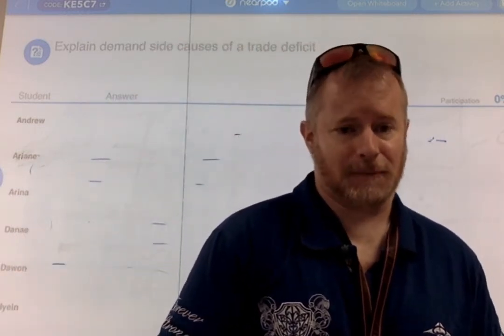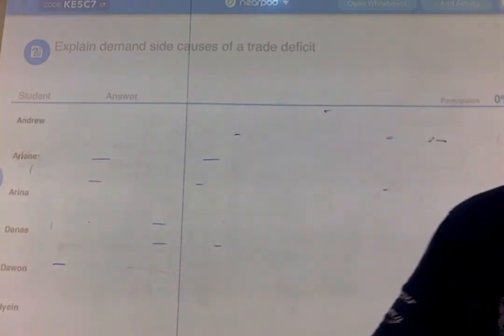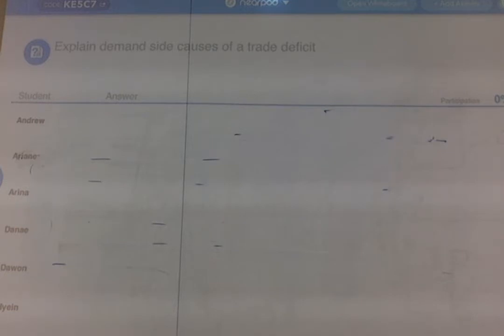All you need to do now is to just explain what demand-side causes of a trade deficit are. What is it all about? All right, it's talking about the demand side of the economy. So how might that cause a trade deficit? There you go. All right, so demand side. So we're thinking about aggregate demand.